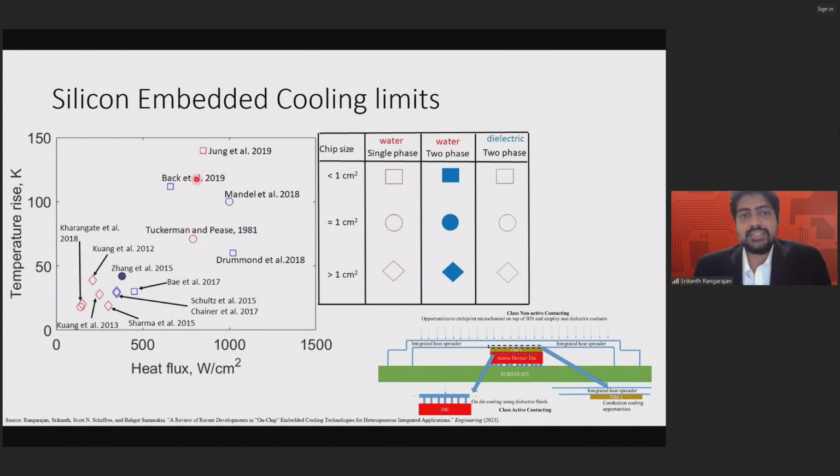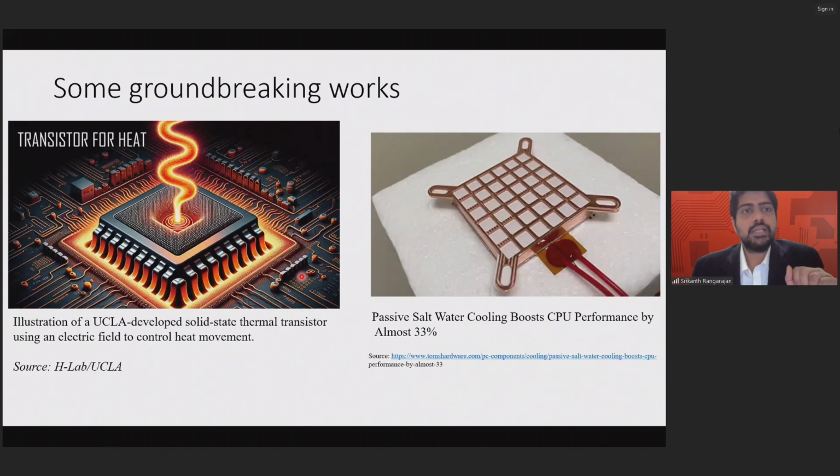And with different chip sizes, we have arranged this chart to get an overview of how the chip sizes, along with the fluid and the embedded cooling, determine the maximum capacity that we are able to achieve. And today, there is a lot of groundbreaking work happening around the world. So I just wanted to list two works that really catch our attention. One is by researchers from UCLA, where they have developed a solid state thermal transistor using an electric field to control heat movement at the transistor level itself. This seems very interesting, and we have to wait and see if it becomes practical.